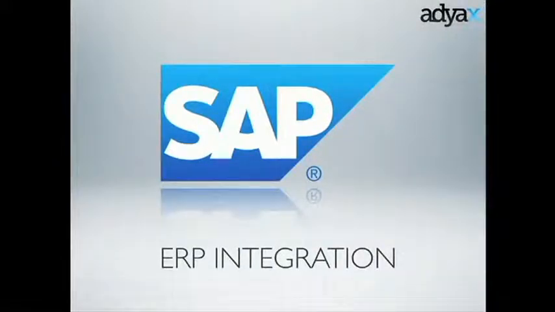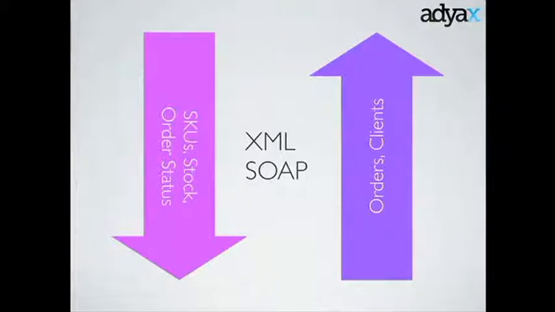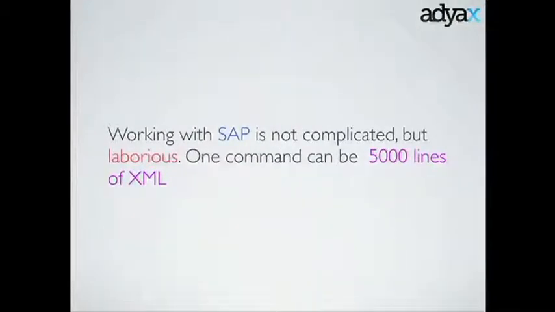Then SAP. The integration of SAP is not so complicated. It's quite simple, actually. It's just painful. SAP sends you the catalog, SKUs, stocks, and order statuses, and you send them orders and clients. So working with SAP is not so complicated, but you have this 5,000-line XML for each order, so you just have to debug that. This is something complicated, because if you have one single error, you get an answer like, not okay, and you have to find out why.